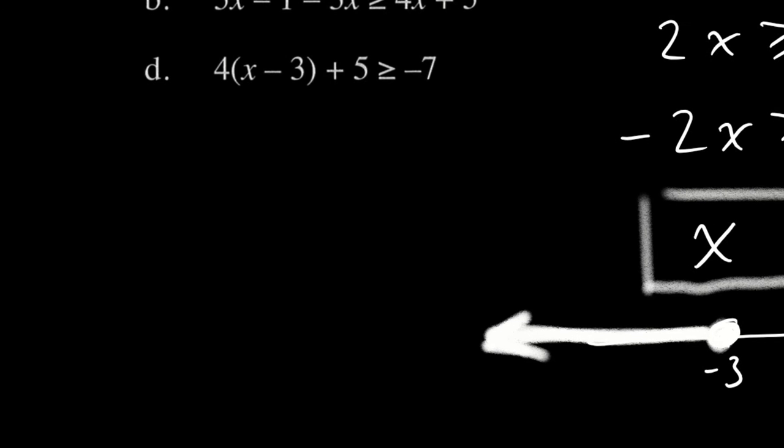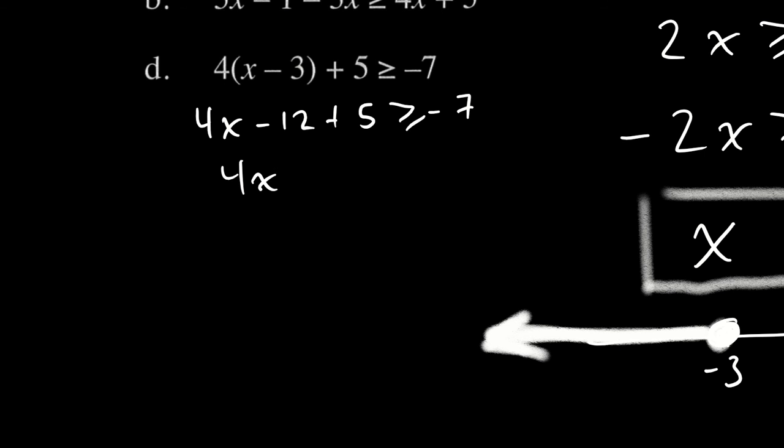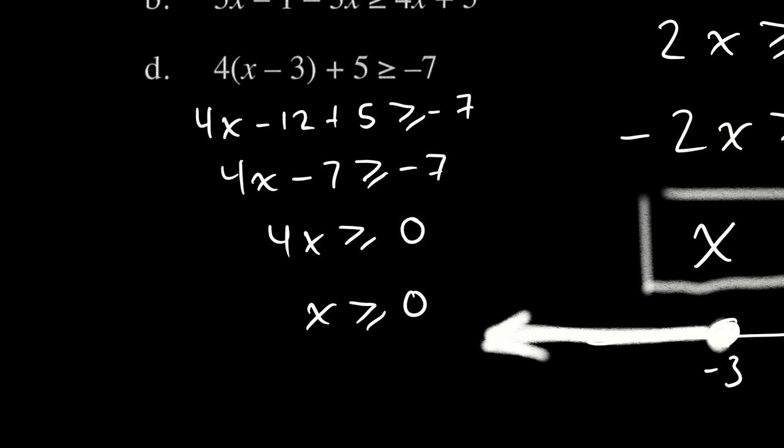I think I've got enough room to do D right in here. So I'm going to go ahead and, let's see, I'll distribute the 4. So I'm going to have a 4x minus 12 plus 5 is greater than or equal to negative 7. That means that 4x minus 7 is greater than or equal to negative 7. If I add 7 to both sides, that gives me 4x is greater than or equal to 0. And if I divide both sides by positive 4, I get that x's are those things that are greater than or equal to 0.